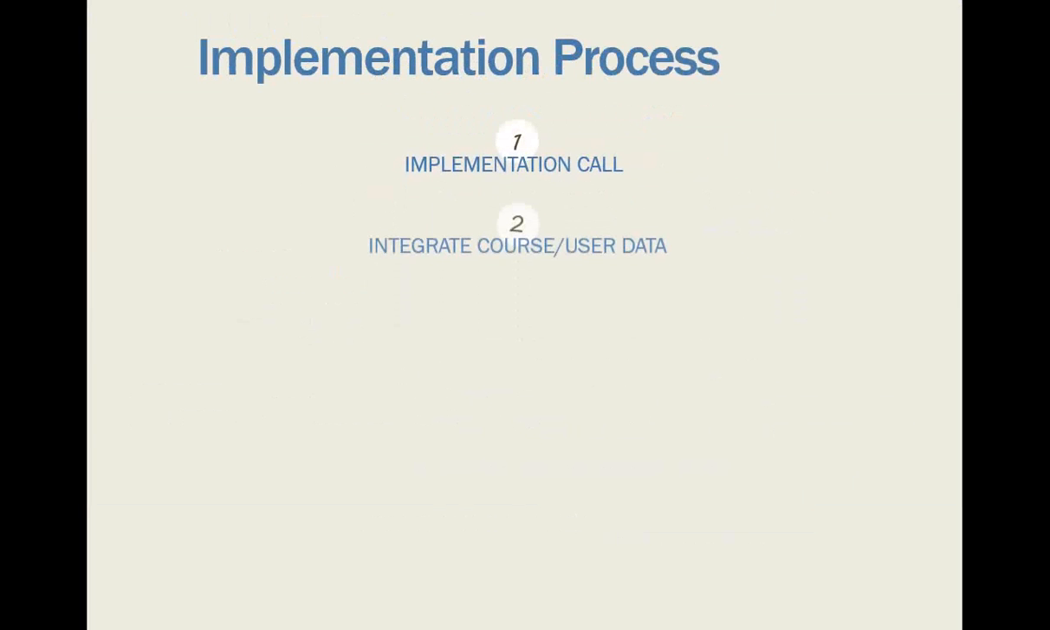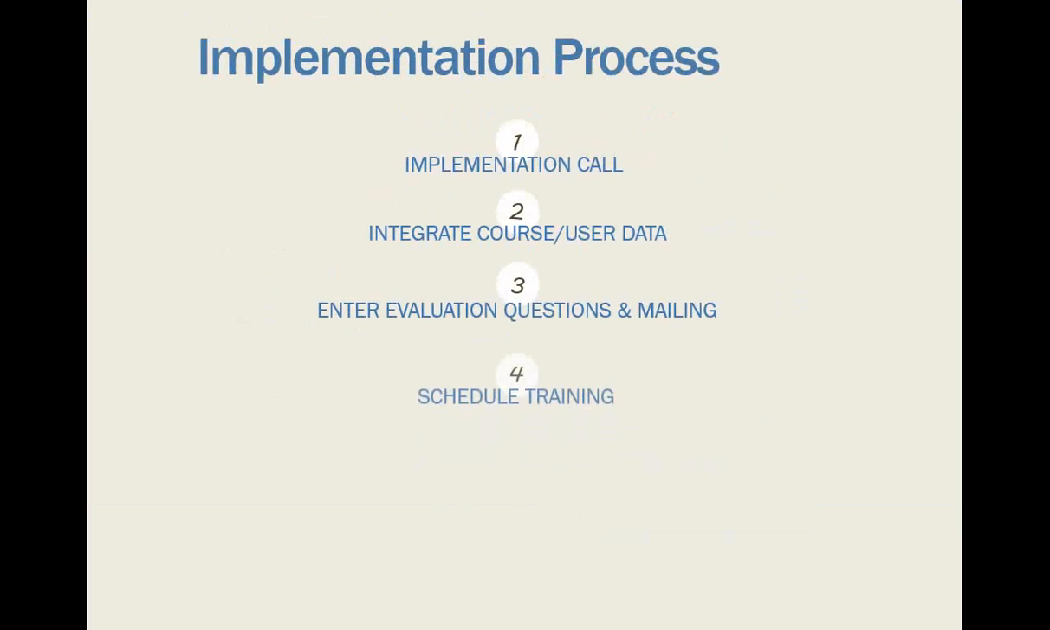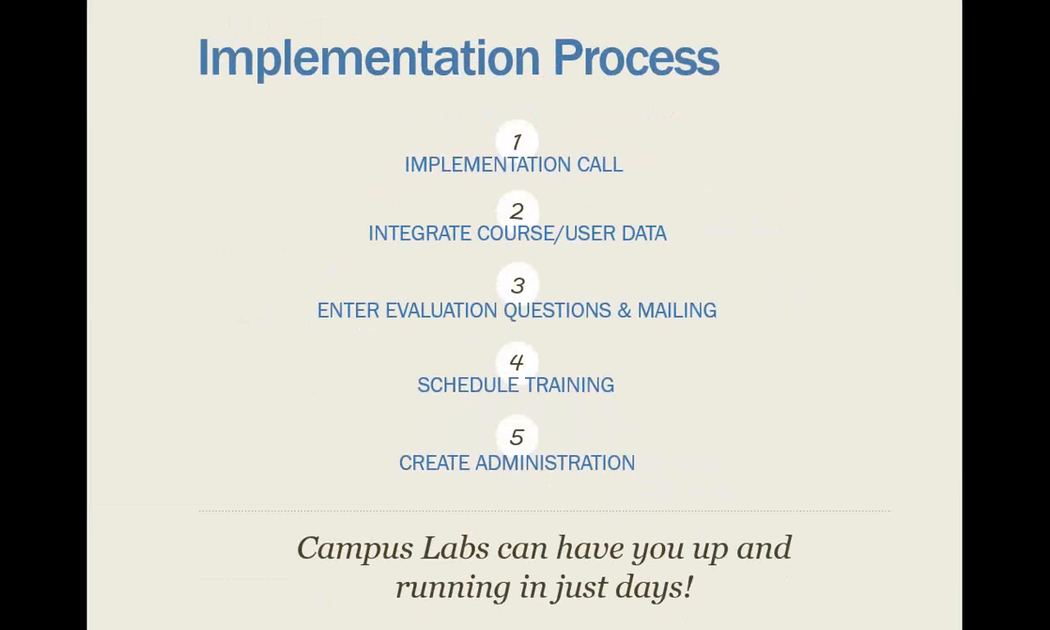And then from an implementation standpoint, we'll do a call with you to discuss the next steps. We'll work with the right department on campus to integrate any data into the system. We'll help you enter any customization of your questions and work on putting in your mailings and what those mailings should say to your students and faculty. We'll do a few short training sessions to get you comfortable with the system, and then you'll be able to create your first administration and be off and running. So it's typically a very short process for learning how to use this online software. We try to make it as easy as possible for our campuses, but we're here to work with you for as much time as you need, and we really consider ourselves partners with you in this process.